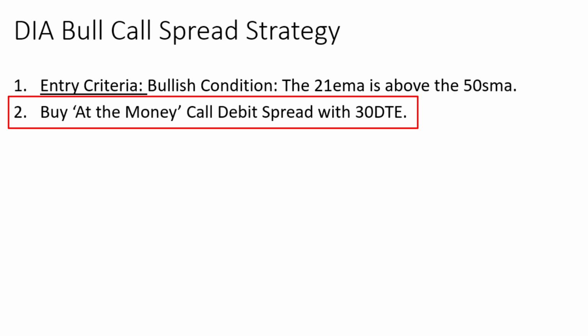So we're going to be buying an at-the-money call debit spread with about 30 days to expiration. And if that expiration happens to be a weekly option in the middle of the month, then so be it. That's what we're going to be trading.